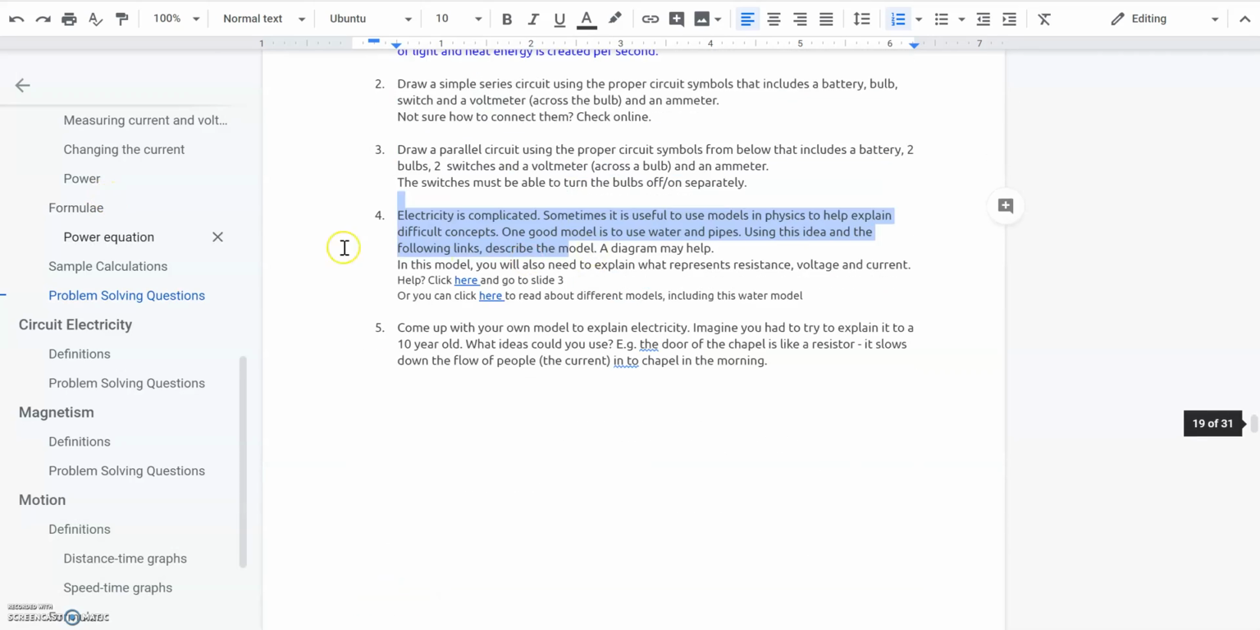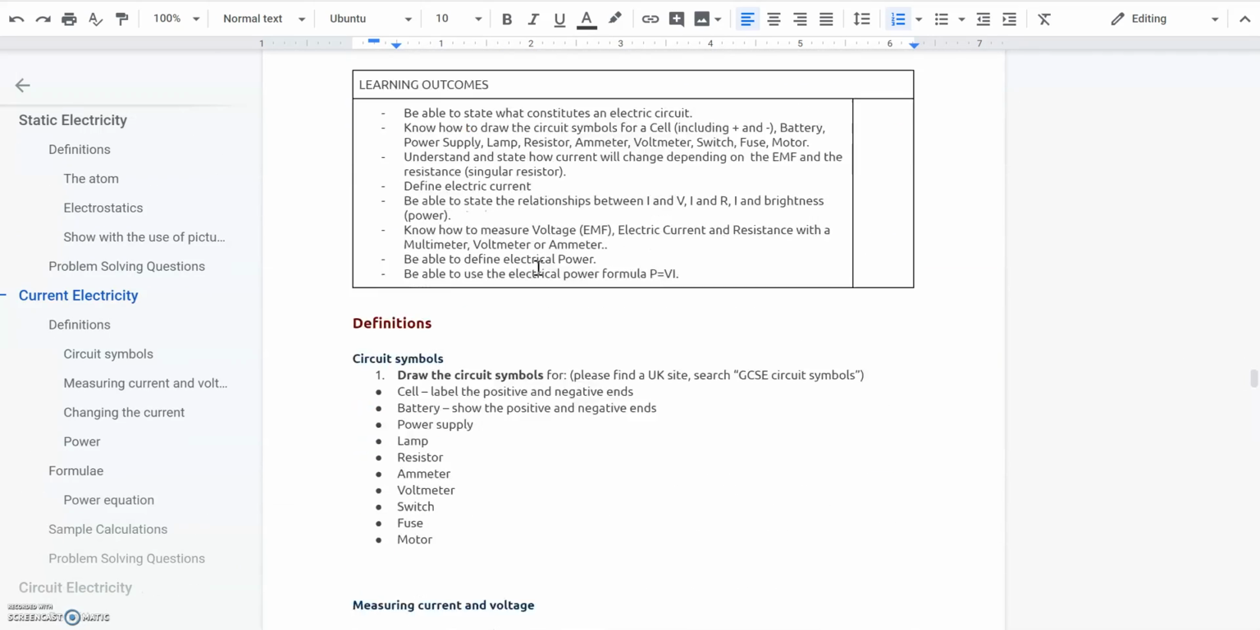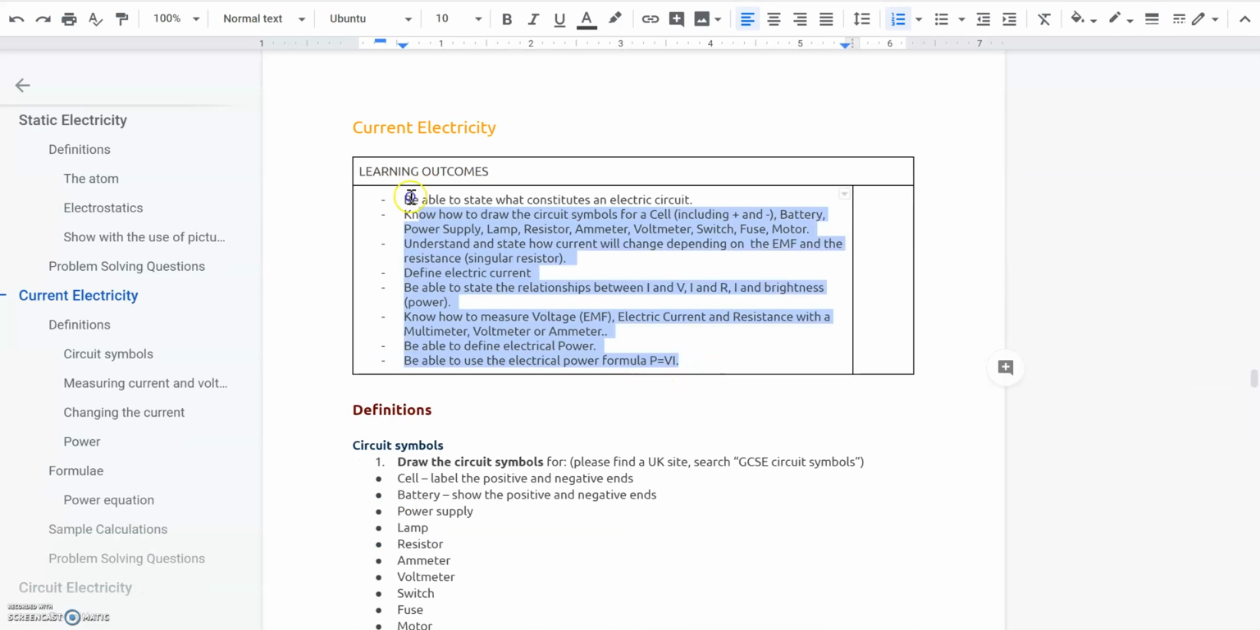That's the end of the section. Remember, the key things you need to know are written up here. And by the time you finish this NotesQuest, you'll have notes on all of those.